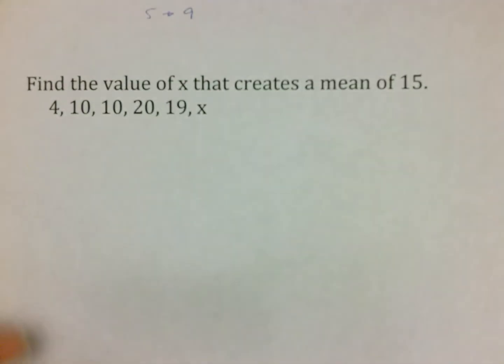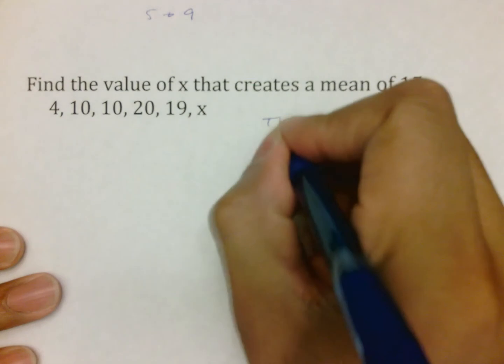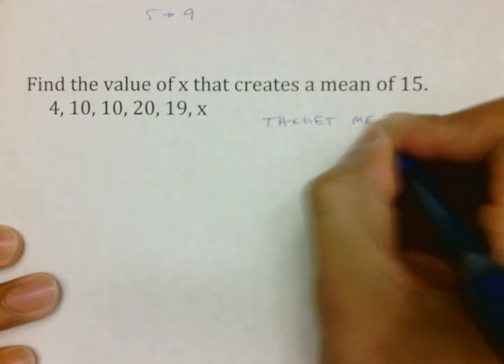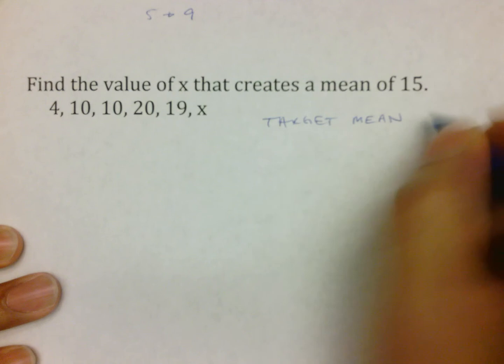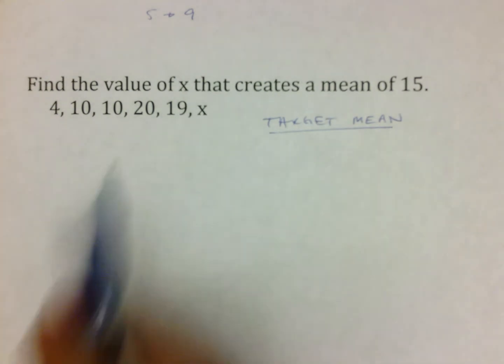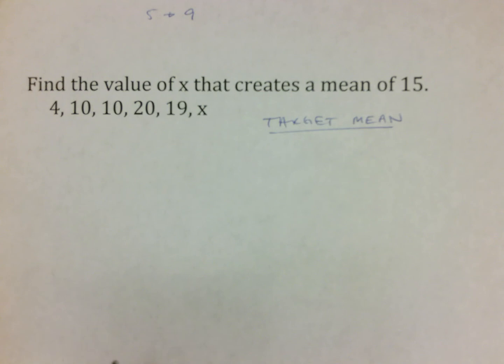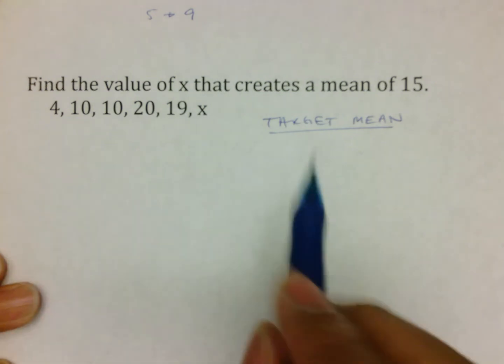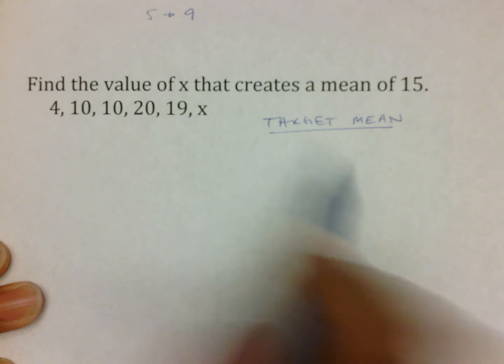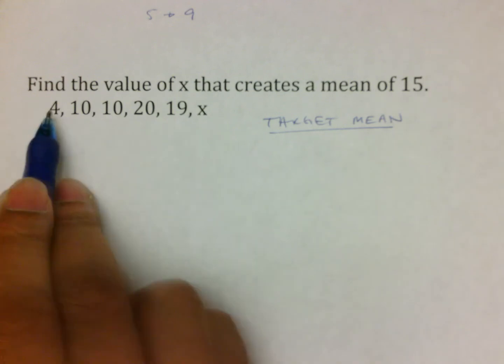Last thing to do is this one where it's going to ask you to find the value of x that creates a mean. You can call this a target mean problem, because what they do is they give you an actual mean that they want you to have, and then you want to try to find a value that makes that happen. And so here's what you have to understand about average. If you want your mean to be 15, that means that you want to average 15.